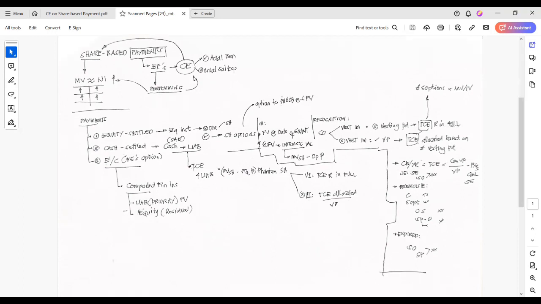If that is exercised, we have cash. Cash, why? Because this is just an option to purchase at below the fair value of the entity.